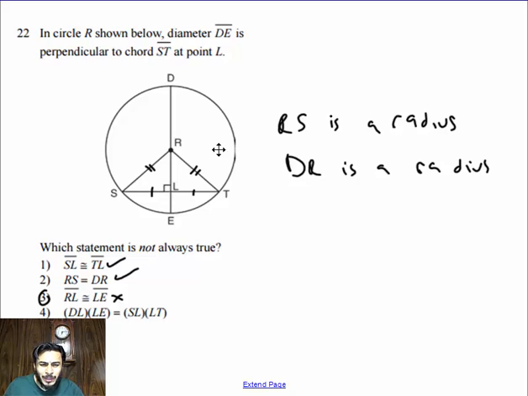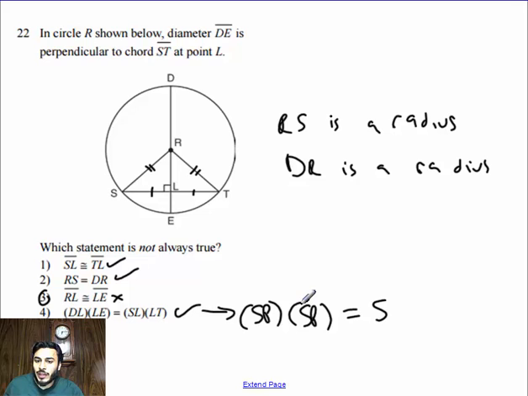And then choice 4 has a proportion of, what's it got? DL times LE is equal to SL times LT. This is true. You know what this is going over? This is looking at that formula. Segment piece, I've covered this in my class this way. Segment piece times segment piece equals segment piece times segment piece. That's what this is. This is substituting into that formula, and that's true. So the answer is 3. That's the one that's not true.